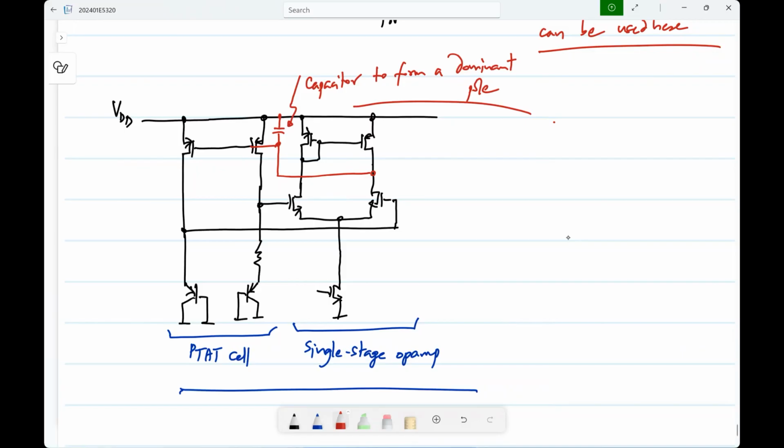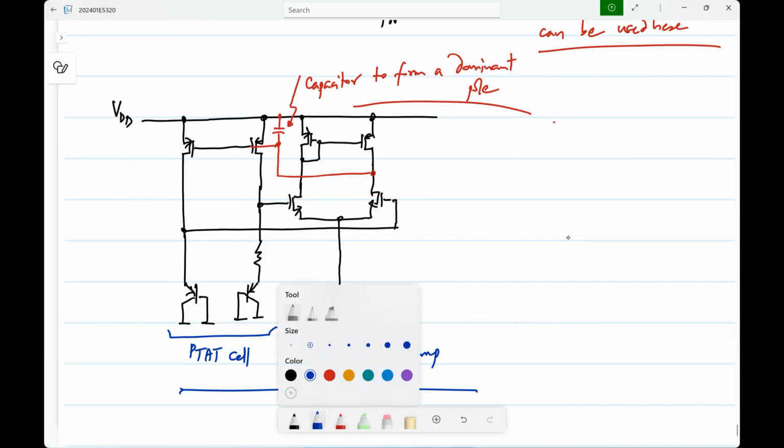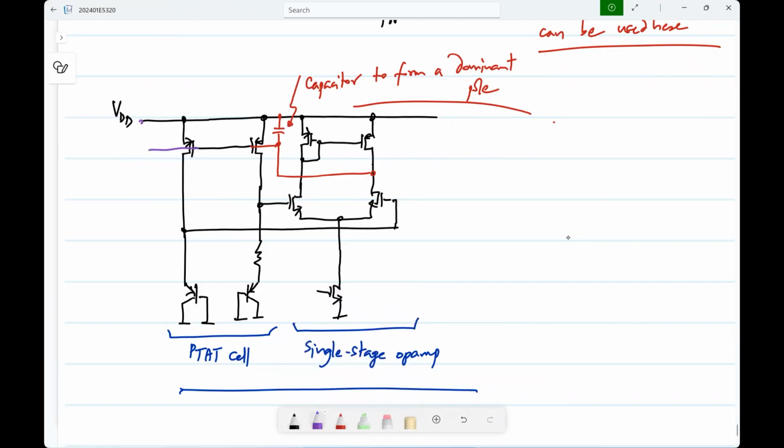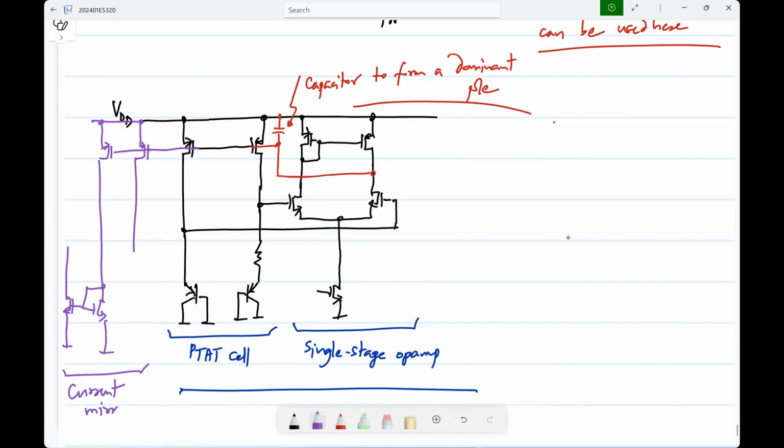Now, how do you use this? You can take this current and mirror it as many times as you want, and use it wherever. If you want, this is a current source, that is, it pushes current out, and then you can use NMOS mirrors to pull current if you want to. So these are current mirrors to provide this bias current to other circuits.